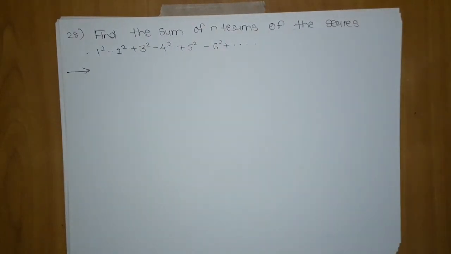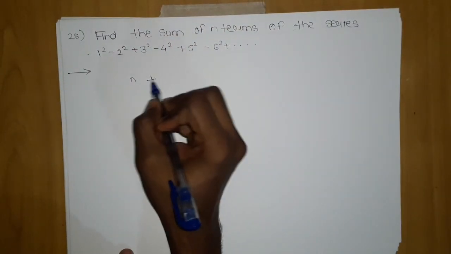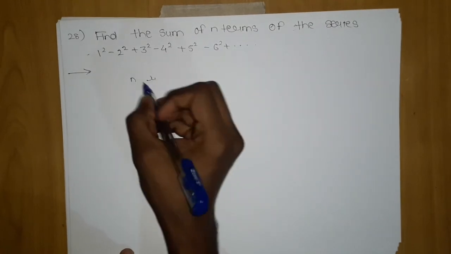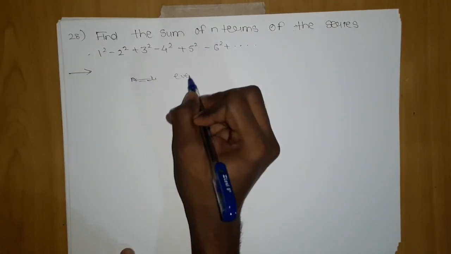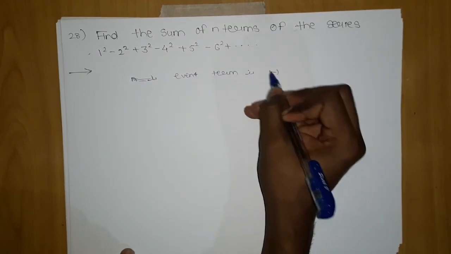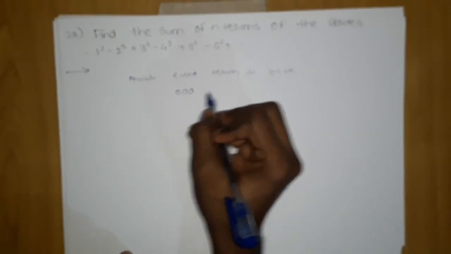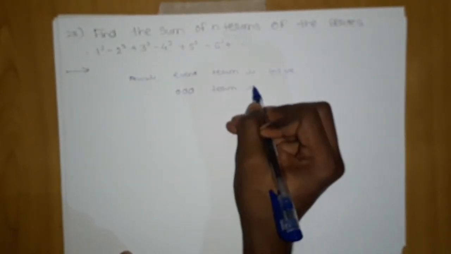Now let's move on to question number 28, which says find the sum of n terms of the series 1 square minus 2 square plus 3 square minus 4 square plus 5 square minus 6 square and so on. Now here you see, the even terms are negative, like 2, 4, 6, and the odd terms are positive.